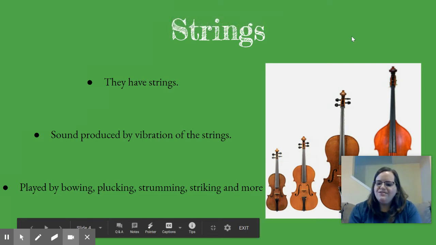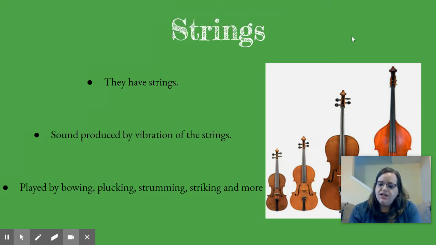Hi there. Today we're going to talk about the string section in the orchestra. So remember that string instruments have strings that produce the sound. The strings vibrate, and you make them vibrate by bowing, plucking, strumming, striking, or however you make them vibrate, and then that produces the sound.